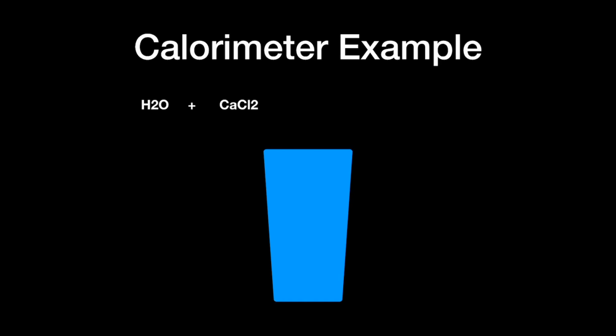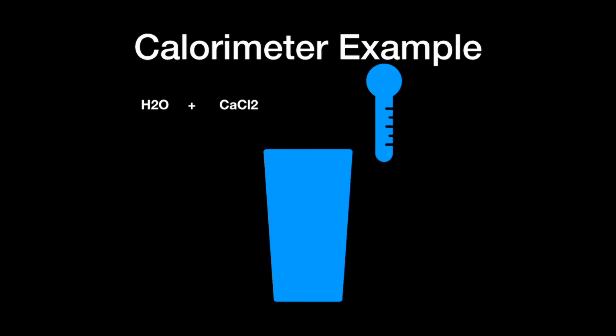So, let's say you want to carry out a calorimeter experiment using a coffee cup calorimeter, and you want to find the enthalpy of a solution. Let's say we use water and calcium chloride. So, to conduct this experiment, you're going to get the initial temperature of the water, which you put in the calorimeter first before you add the calcium chloride.